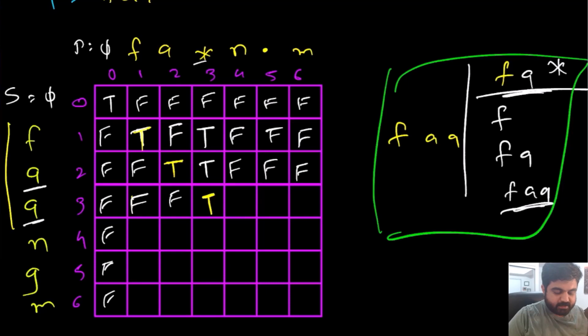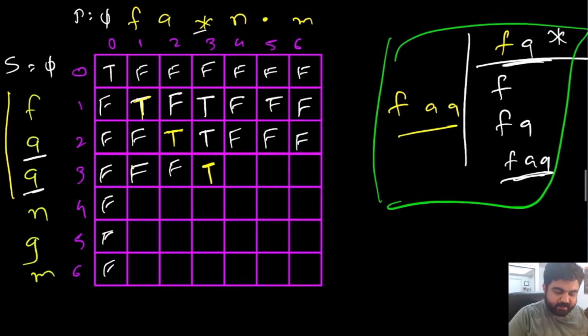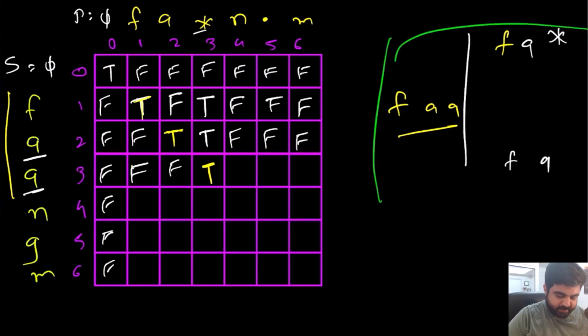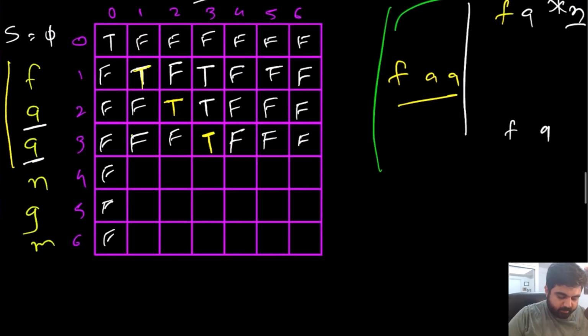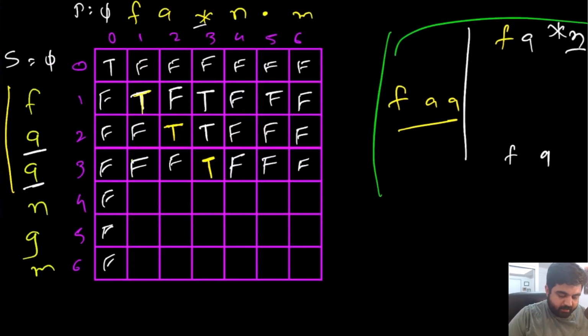And now because this was true, now currently we have this FAA, and now we have this F. Now we are at the next value. So the next value is FA star N, and this N is not a match, so this is going to be false, and then all the subsequent values are also going to be false. Now this is a very easy problem to tackle, because now we are at this position N, so this is not a match, so this is going to be false, this is also going to be false, this is also going to be false.